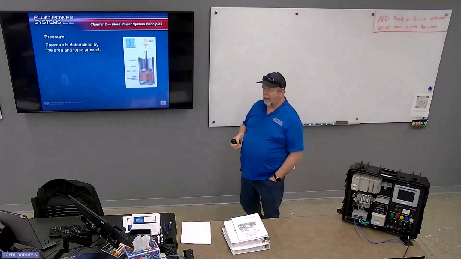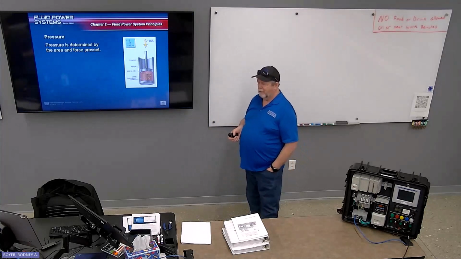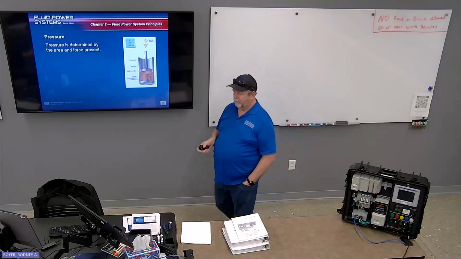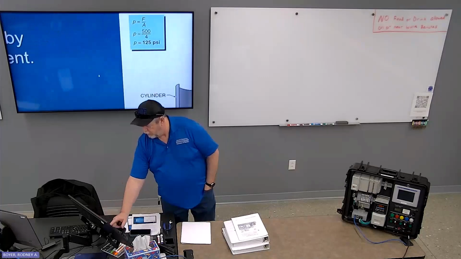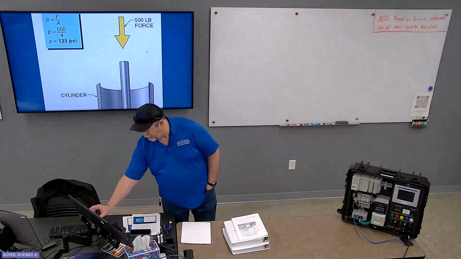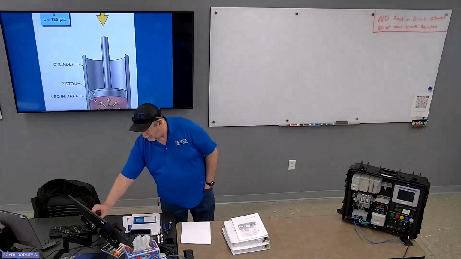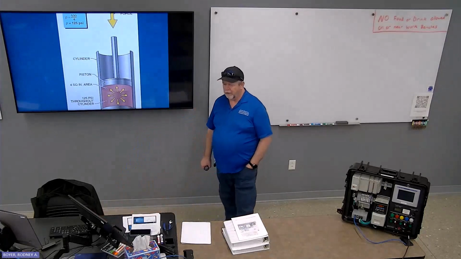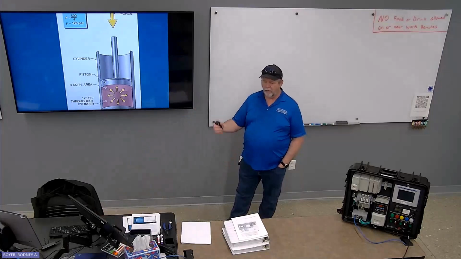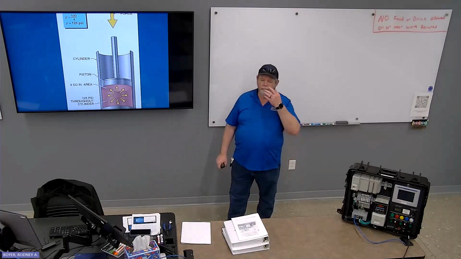Pressure is determined by the area and the force present. So in the example there, you've got 500 pounds of force and 4 square inches in area. You divide 500 by 4, come up with 125. 125 pounds per square inch of pressure in that cylinder.